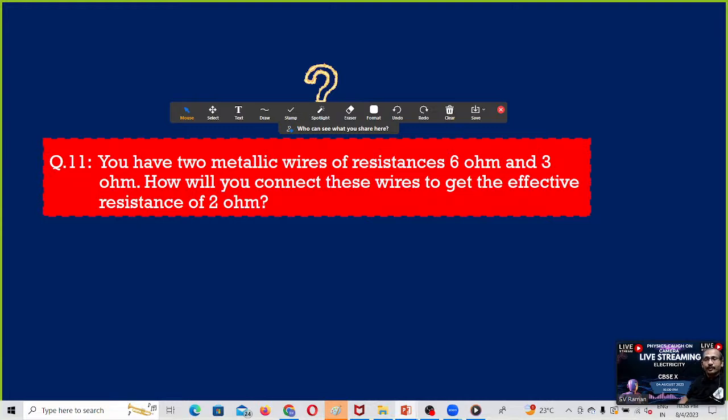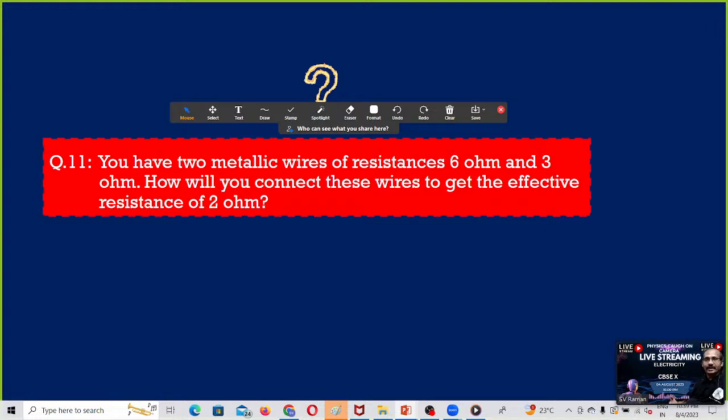You have two metallic wires of resistance 6 ohms and 3 ohms. How will you connect these wires to get an effective resistance of 2 ohms? This is one of the questions. So 6 ohms and 3 ohms, we need to get 2 ohms. They are asking how to connect these two resistors. So the children have to understand the resistance in series and parallel.